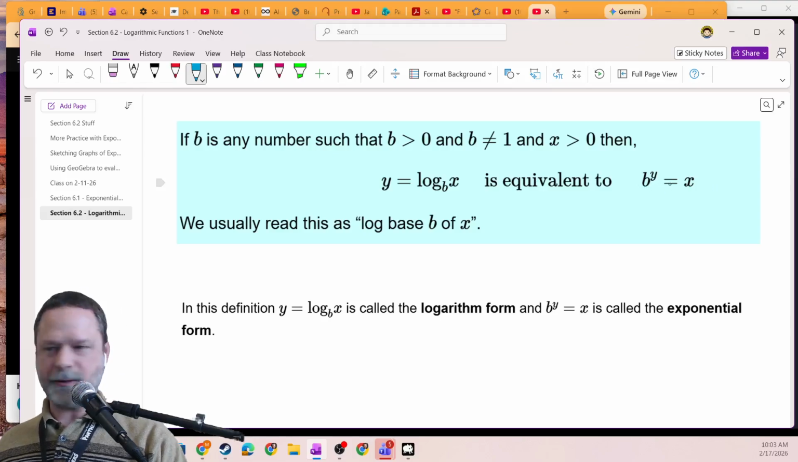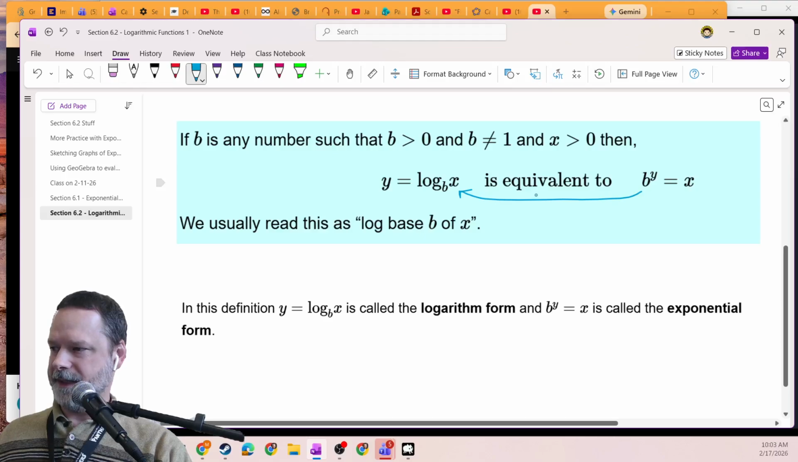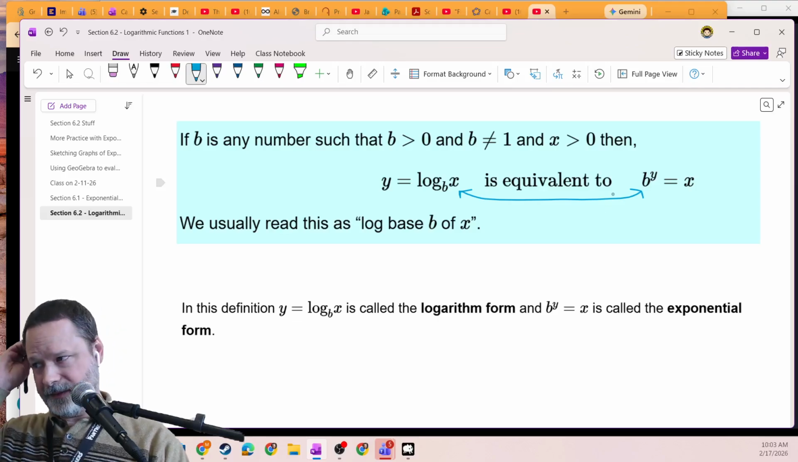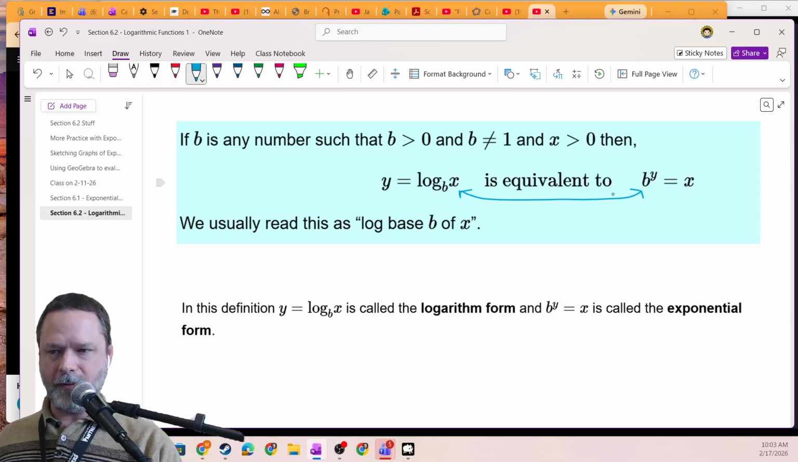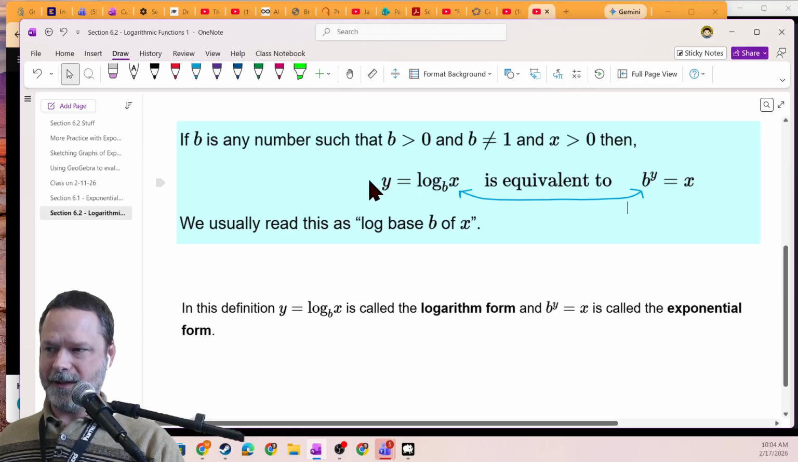So let's switch y and x. In this case, if we have b to the y equals x, an equivalent statement for logs would be y equals log base b of x. These are equivalent statements, and we're just thinking the same way. Instead of having both these numbers, the base and the exponent, what we've got is a base of the log, and then what we want to get when we raise that base to some power.